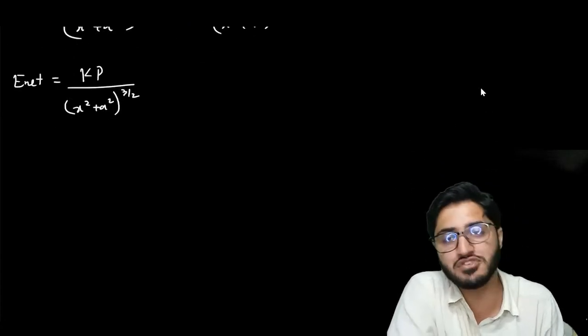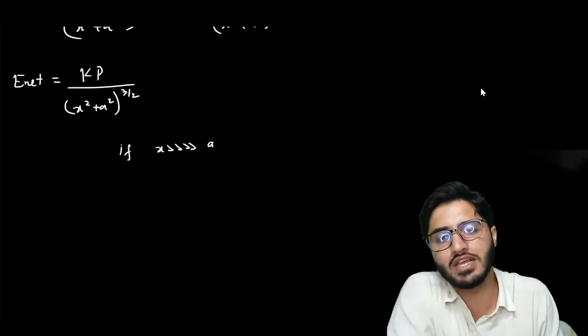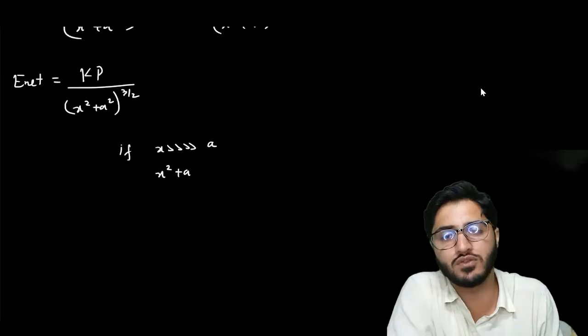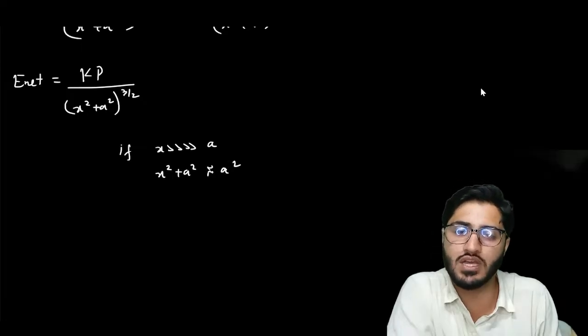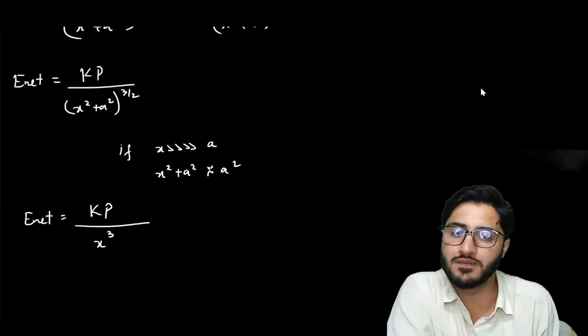One more assumption: if X is much more than A, then X square plus A square is approximately equal to X square. So E net is equal to KP divided by X to the power 3.